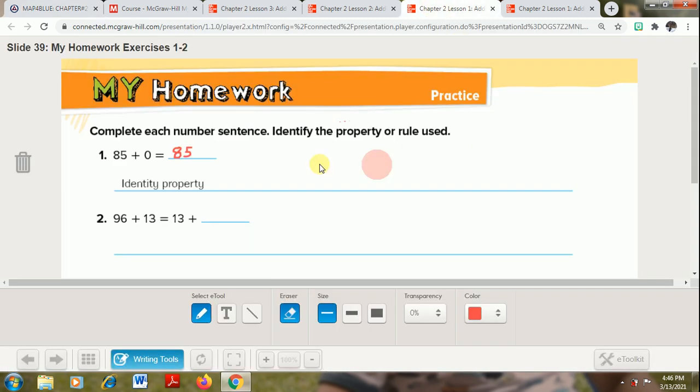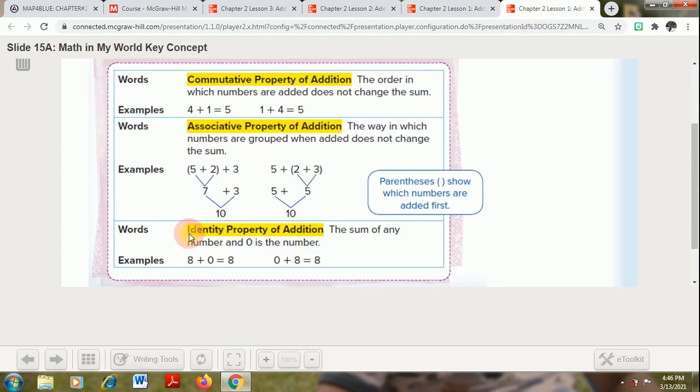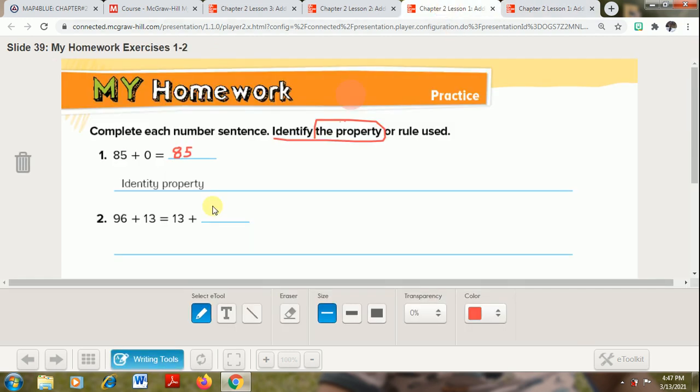Okay, so on page 65 the instruction says complete each number sentence, identify the property or rule used. So 85 plus 0 is 85, example number 1. And the instruction says, kids, that we need to identify the property. So if we come back to properties, remember that the identity property of addition is when you sum any number with 0. So here we write identity property because look, 85 plus 0 is 85, and this is the identity property when you sum a number with 0.